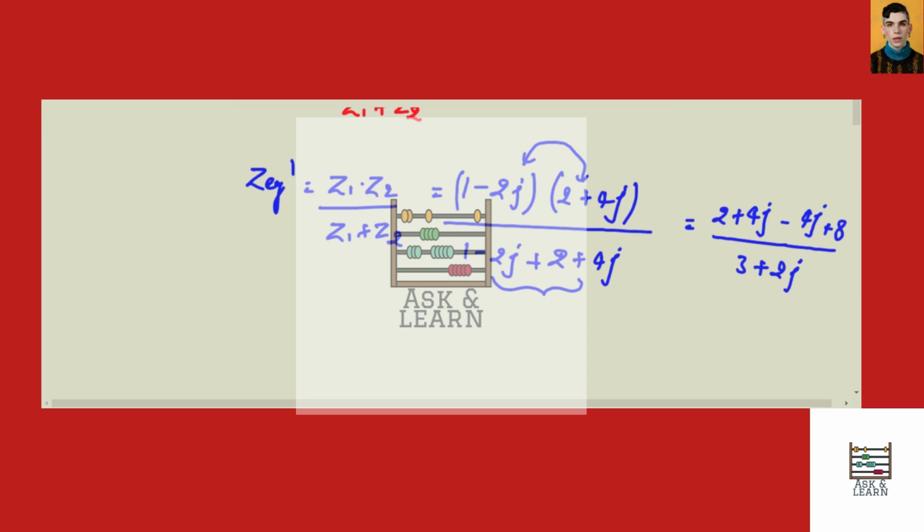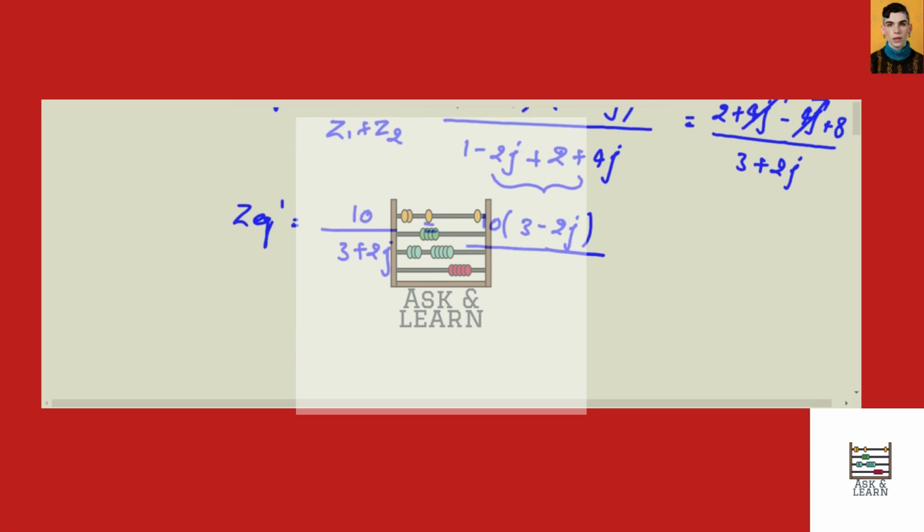As both of these terms cancel, the value of Z equivalent dash will be 10 by 3 plus 2J. If we multiply with the conjugate, we get 10 into 3 minus 2J, and in the denominator we get 3 square plus 2 square, right? So this will become 10 by 13 into 3 minus 2J. So this is our Z equivalent prime.